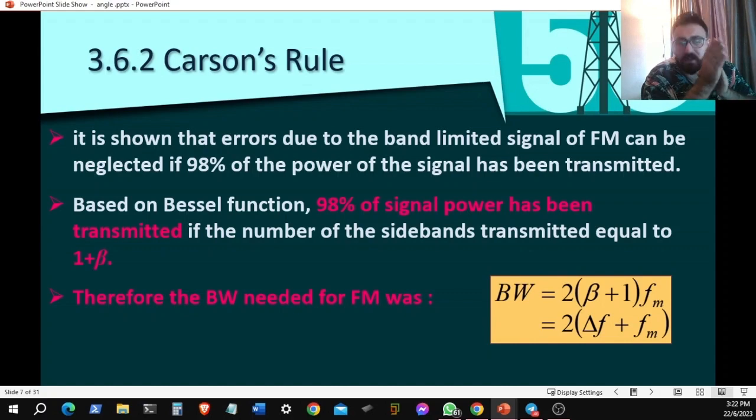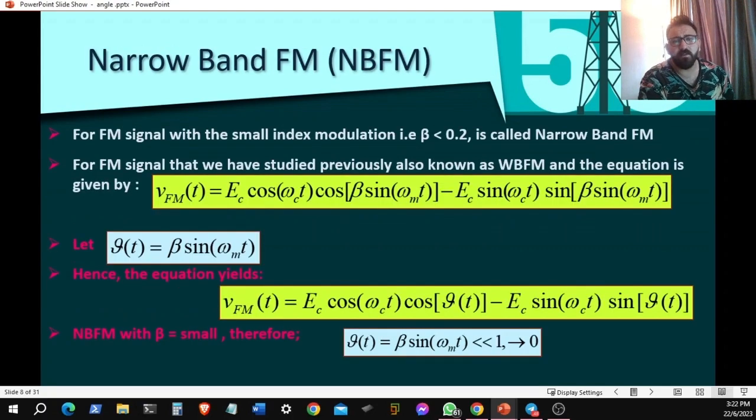Based on the Bessel function, 98% of the signal power has been transmitted if the number of sidebands transmitted is equal to beta plus 1. So we have a case where we can know that 98% of the signal has been transmitted, which is when the number of sidebands transmitted equals beta plus 1. Therefore, the bandwidth needed for the FM will be given by the equation. And now let's talk about the NB-FM.